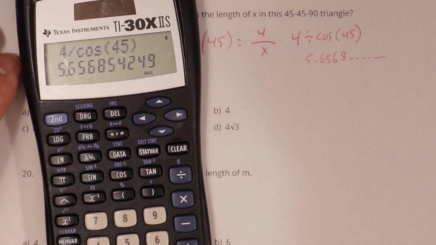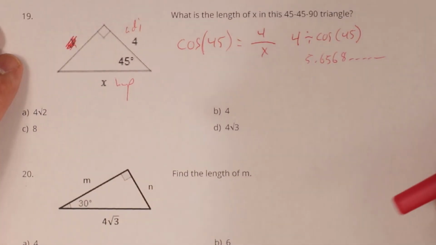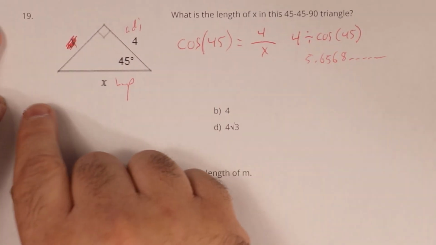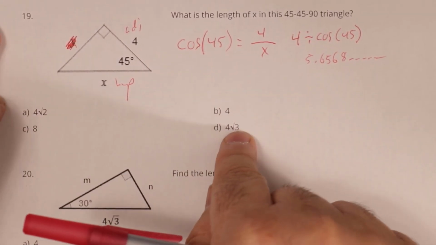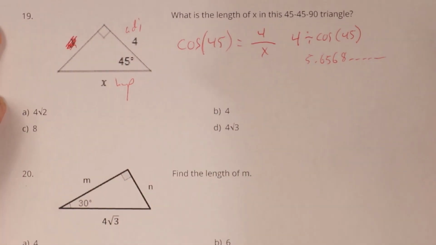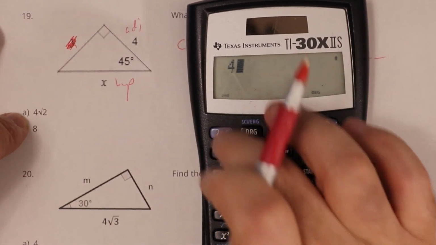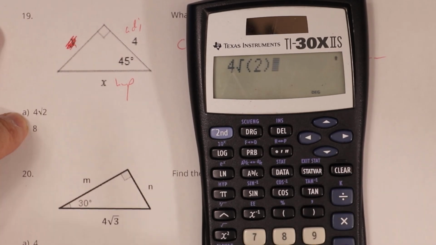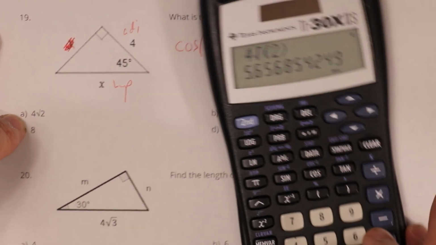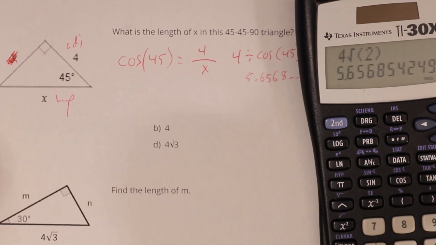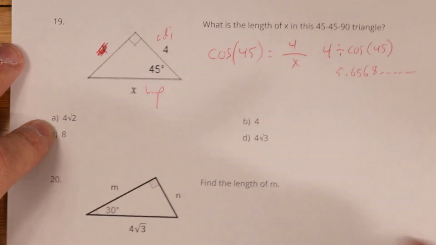Since I'm going with the calculator, and the answer choices have a square root of 2 and a square root of 3, and it's kind of close, I have to do a conversion. I know it's this one, 4 square root of 2, because of the special right triangle. But I'd have to ask, what is this as a decimal? 4 square root of 2 is 5.65, and I have to compare it. 5.658, yep, that's the one.